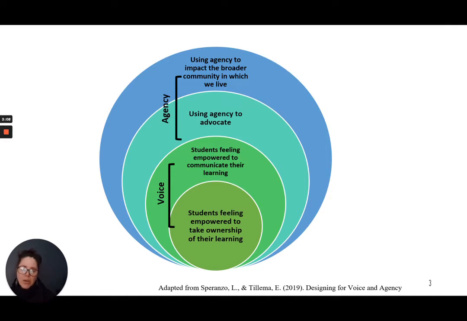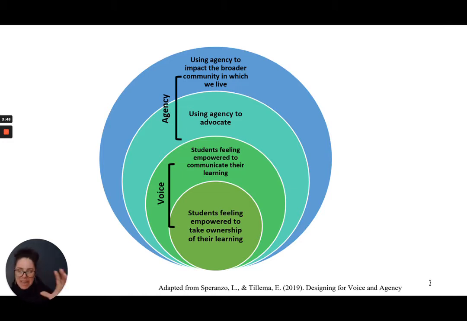And it's important because once students feel empowered to take ownership of their learning, it has that level of ability and chance and time and opportunity to communicate their learning. And that is a big part of the core of agency, student agency. And what we want for our students is to be able to advocate for themselves and others, particularly as they impact the broader community in which we all live. So that voice builds to agency. Agency and voice together really have that core of empowerment and ownership.